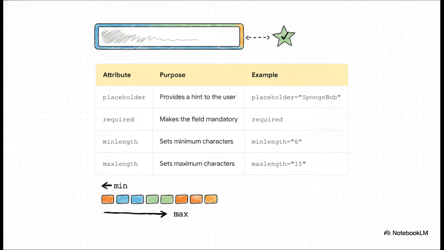And this is where you really get to dial in the details, right in your HTML. You can add placeholder text as a friendly hint, you can make a field totally mandatory with required, and you can even control the character count with minlength and maxlength. These are simple little attributes, but they add a ton of power and control without any complicated code.